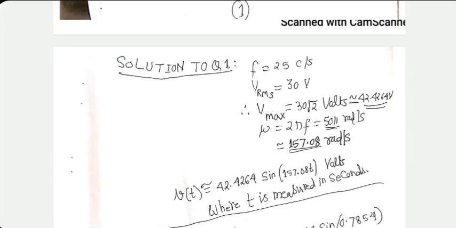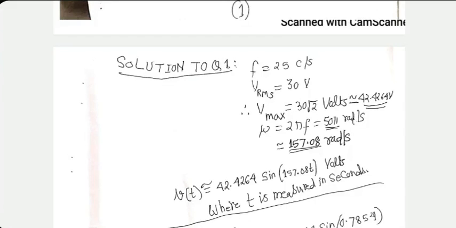F is 25 cycles per second. VRMS is 30 volts. So Vmax, or VM if you want, is 30 multiplied by square root of 2, which is 42.42 something volts. Omega is 2 pi F, which is 50 pi radian per second, which is 157.08 radian per second. So the equation should be peak value 42.4264 sine of omega t, where t is measured in seconds.